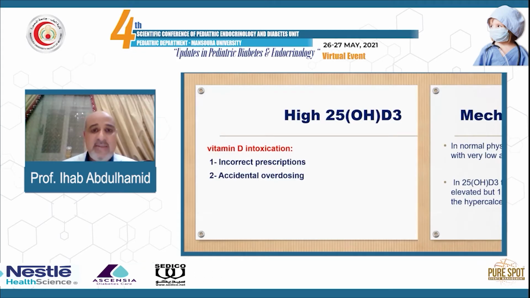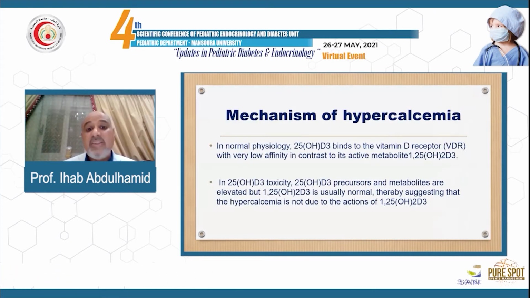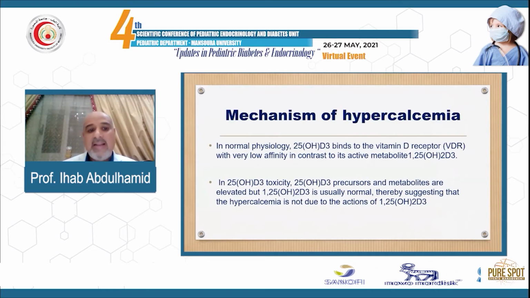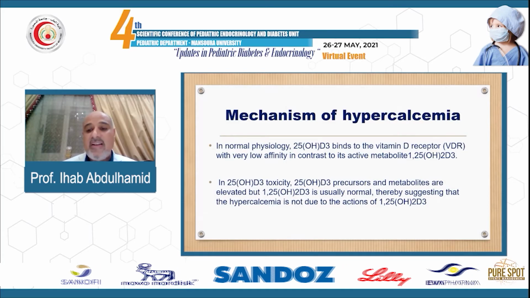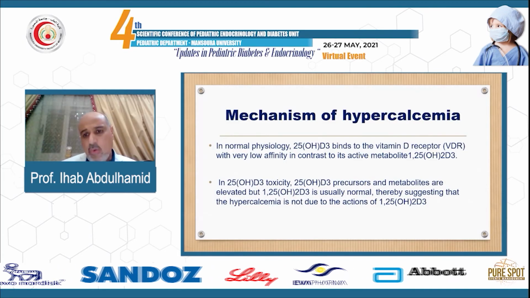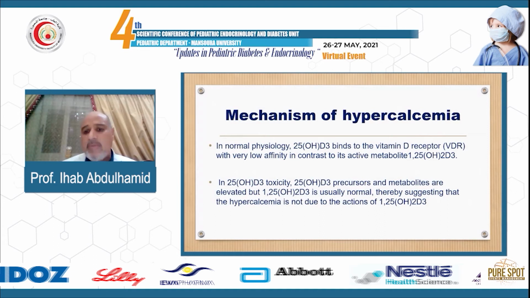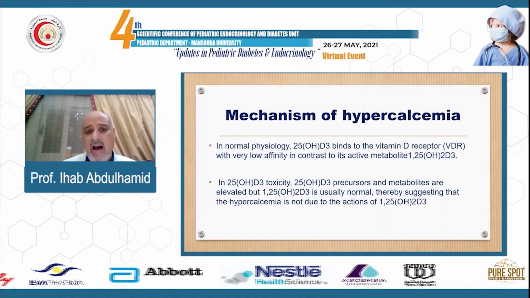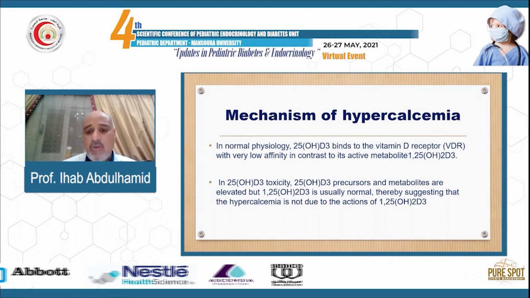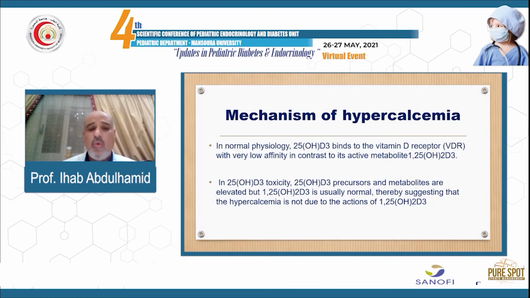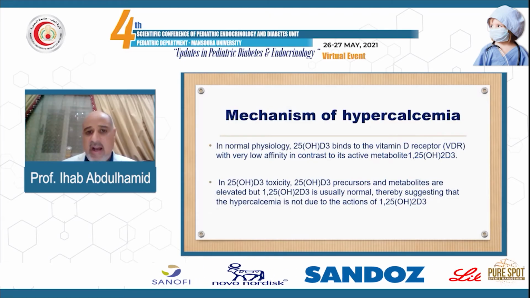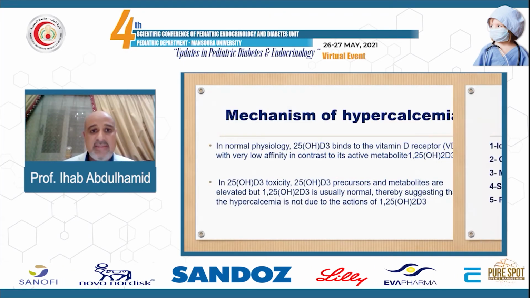The mechanism of hypercalcemia in vitamin D intoxication: the 25 binds to the vitamin D receptor. This is in the normal physiology, but in vitamin D intoxication, these vitamin D receptors will be occupied, and so the free 125 will be increased. So we have high 25-hydroxy vitamin D and normal or low 1,25-dihydroxy vitamin D. The calcium will be high, and the phosphorus will be normal or high, and the alkaline phosphatase will be normal, and there will be hypercalciuria and sometimes nephrocalcinosis and renal stones.